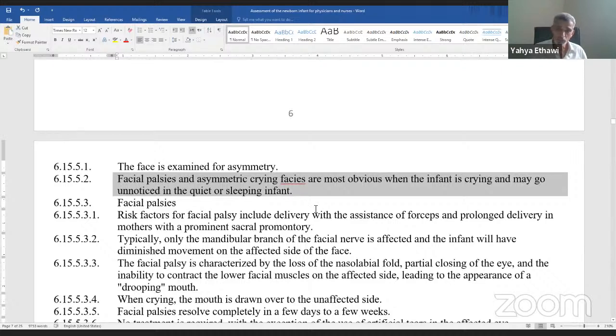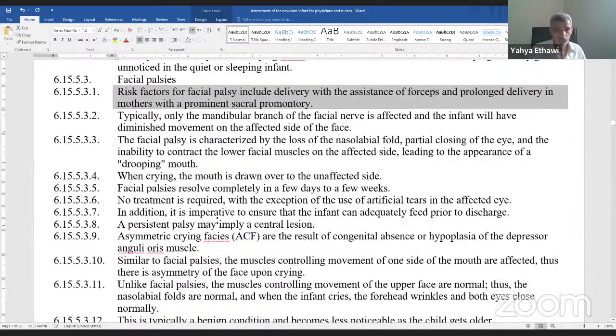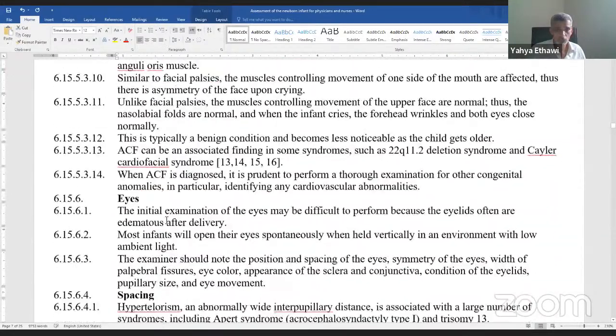You need to be aware of any assisted delivery by forceps or vacuum, or difficulty in extracting the baby. So you have to be aware of the history, so when you do the examination, you are aware of any birth trauma. So asymmetry, then we move to the eyes.